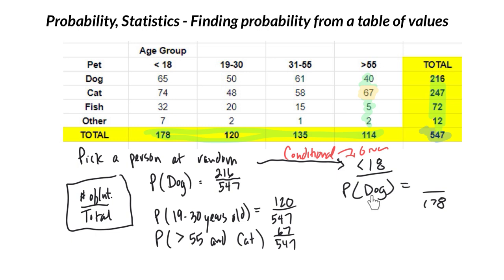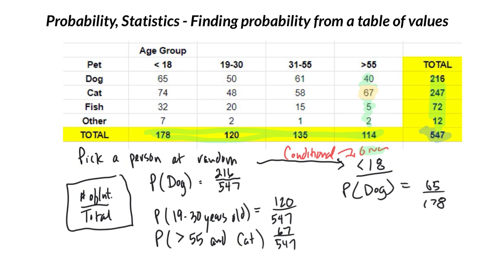And now we say, we need the people that own a dog in that age group. 65 in this column, 65 of the people that we're talking about owned a dog. So just be aware of that given phrase, where we say, hey, you already know you're part of that group, so only look at one, in this case, column.